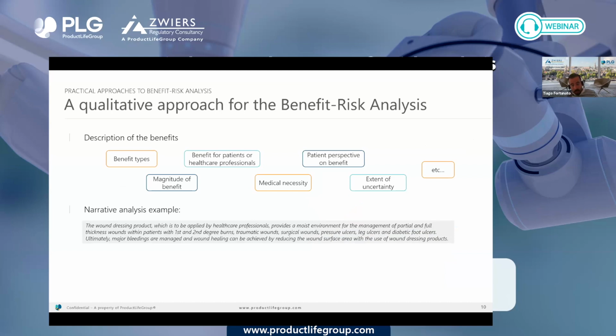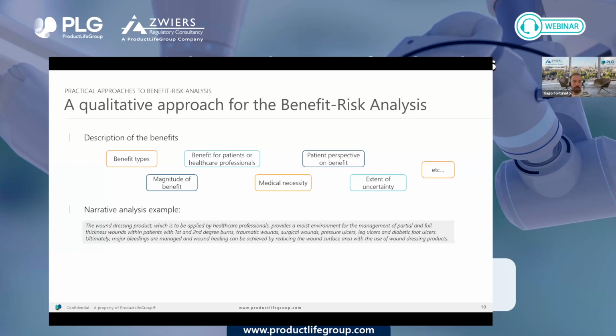When we describe the benefits, we should address aspects such as this, which was on the screen: the type of benefit, whether it's a benefit for the patients or for the healthcare professionals. And you can also consider, for example, the level of medical necessity, so whether the device is intended for the treatment of an unmet clinical need.